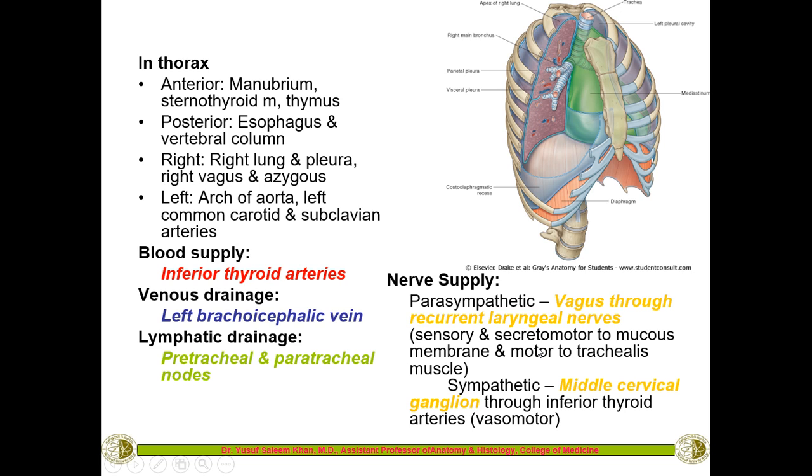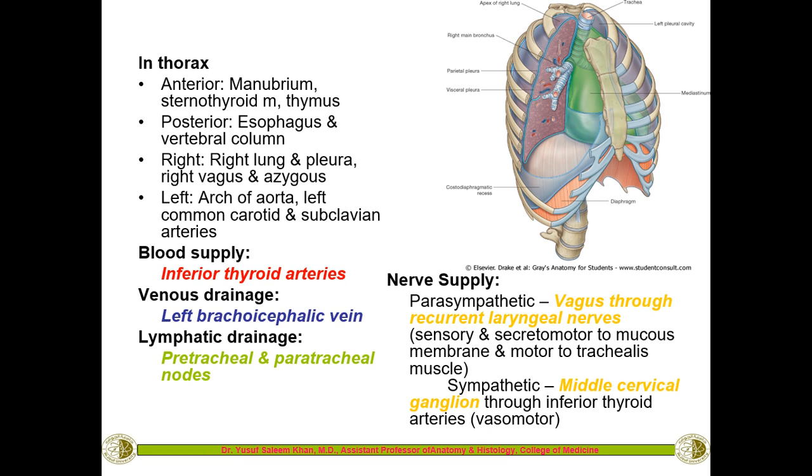So it acts as a motor supply to the trachealis muscle as well as sensory and secretomotor to the mucous membrane. The sympathetic will be by the middle cervical ganglion. There are three cervical ganglia, superior, middle and inferior cervical ganglion in the neck. So this trachea is supplied by the middle cervical ganglion through the inferior thyroid artery.